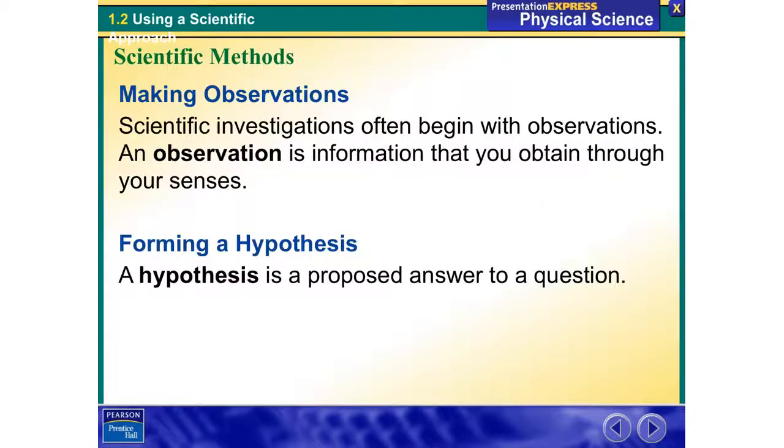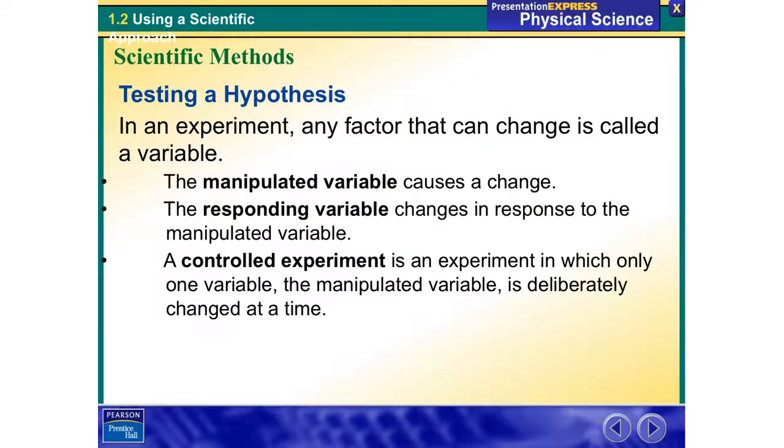Scientific investigations often begin with observations. An observation is information that you gather through your senses. A hypothesis is a proposed answer to a question, and it should be written in an if-then format. So, if such and such, then such and such. If I run, then I will stay drier in the rain, or if I walk, then I will stay drier in the rain.